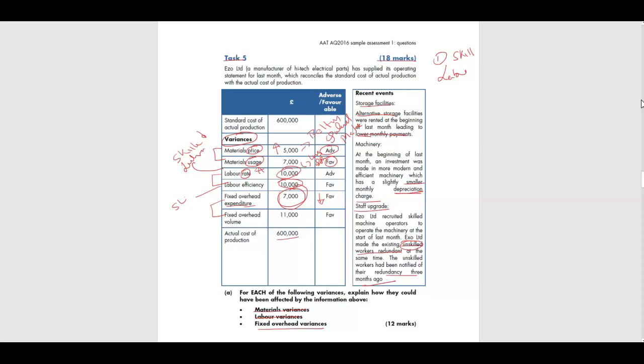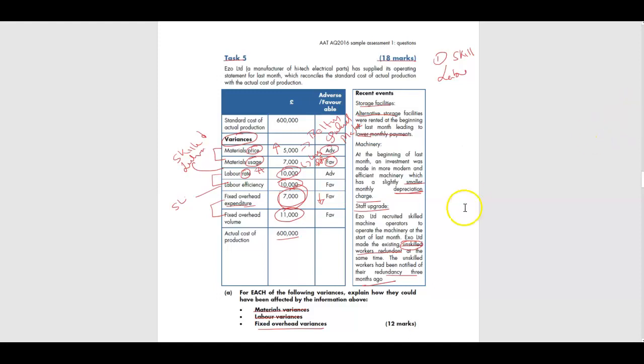And for the efficiency, we can say because of the skilled labor, now the productivity is improved. The new skilled labor works very efficiently, and because of that we have a fixed overhead volume variance that is 11,000 favorable, because it looks like they produce more during their working hours, and they are making more units than expected, and therefore the volume variance is 11,000 favorable. So that's how we can identify all these issues, and we can write them down in the box.